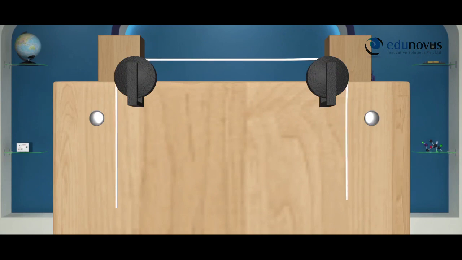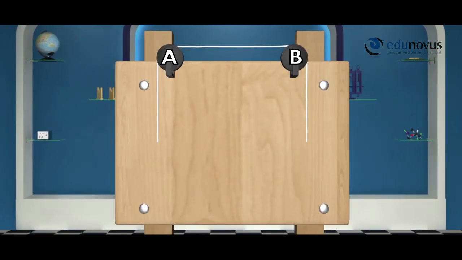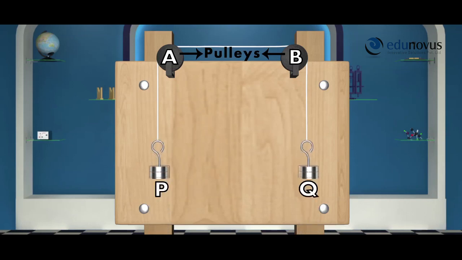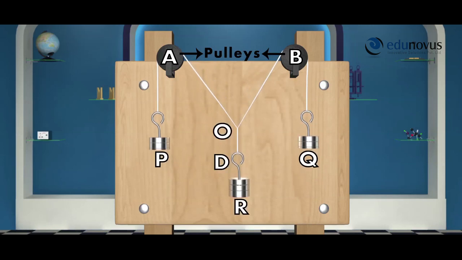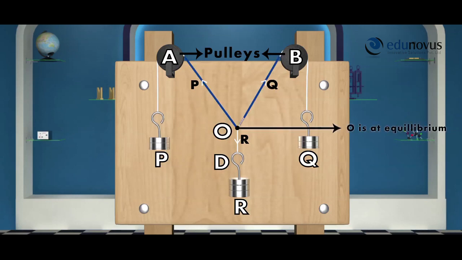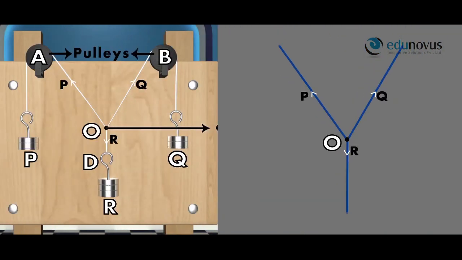Here you can see two pulleys A and B are fixed to a wooden board. Two weight hangers P and Q are attached by a string and passed over the pulleys A and B. A third weight hanger R is attached at a midpoint O of the string. The point O will be in equilibrium under the action of three forces P, Q and R. Here P, Q and R are three coplanar forces acting at point O.